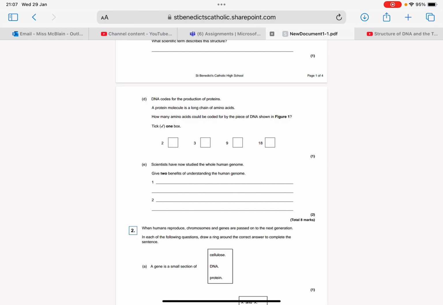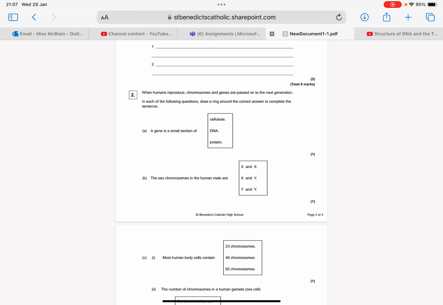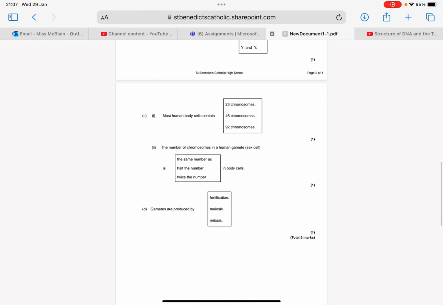Right, E. Give 2 benefits of understanding the human genome. The next one, question 2. When humans reproduce, chromosomes and genes are passed on to the next generation. In each of the following questions, draw a ring around the correct answer to complete the sentence. A gene is a small section of, is it cellulose, DNA or protein? B, the sex chromosomes in the human male, are they XX, XY or YY? You learnt this in year 9. C, most human body cells contain, is it 23 chromosomes, 46 chromosomes or 92 chromosomes?